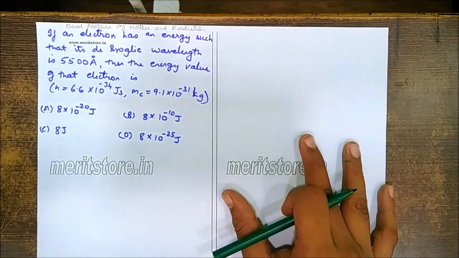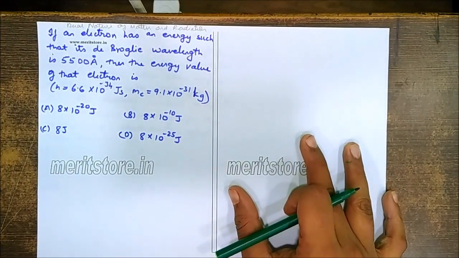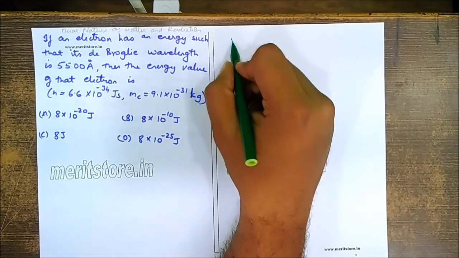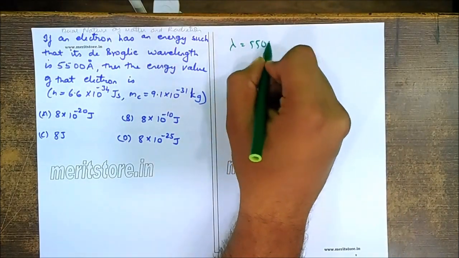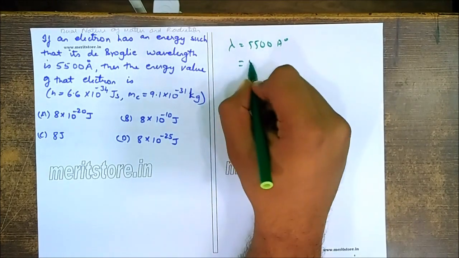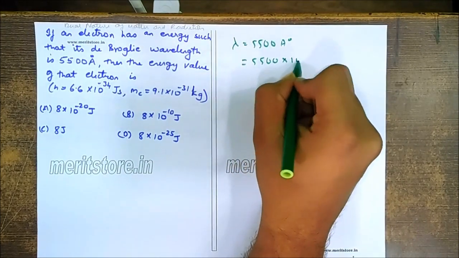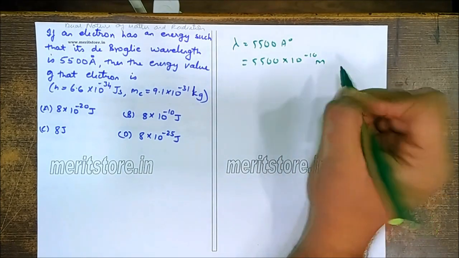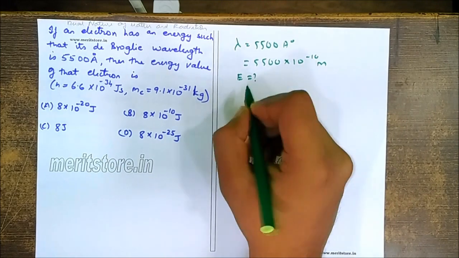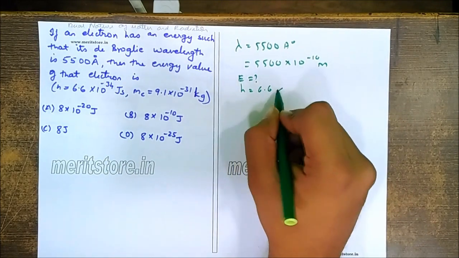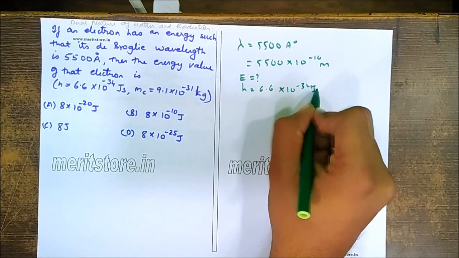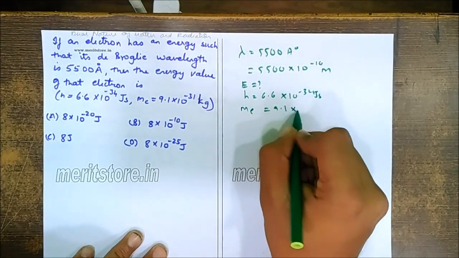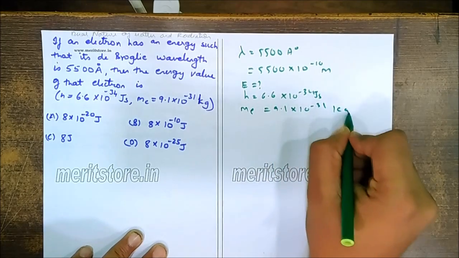The next question: if an electron has energy such that its de Broglie wavelength is 5500 angstrom unit, so lambda has been given as 5500 angstrom unit, that is 5500 into 10 raised to minus 10 meters, then the energy value of that electron E has been demanded. H is given as 6.6 into 10 raised to minus 34 joules second, and the mass of electron has been given as 9.1 into 10 raised to minus 31 kg.